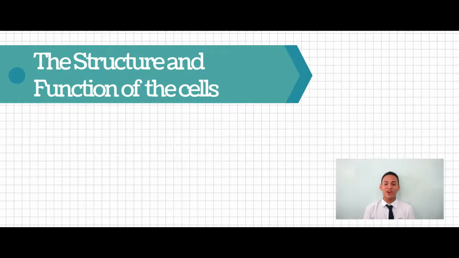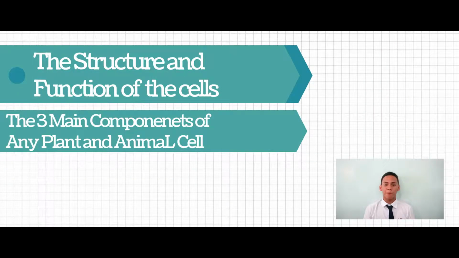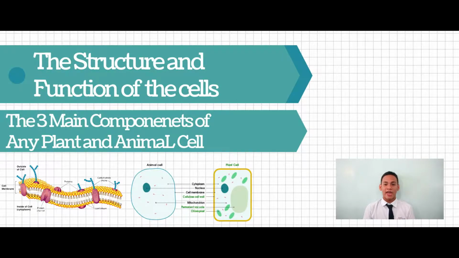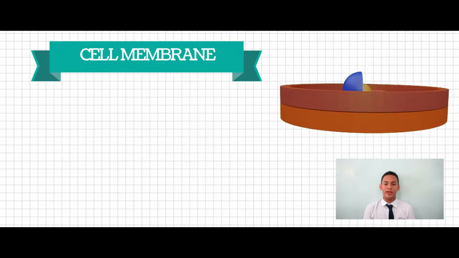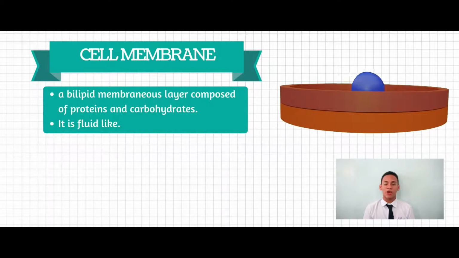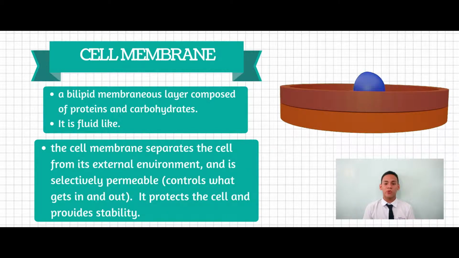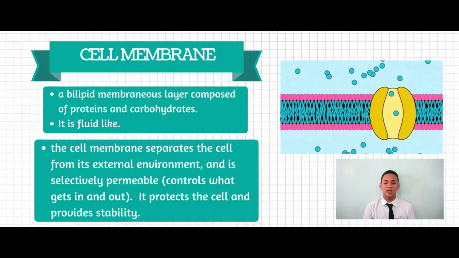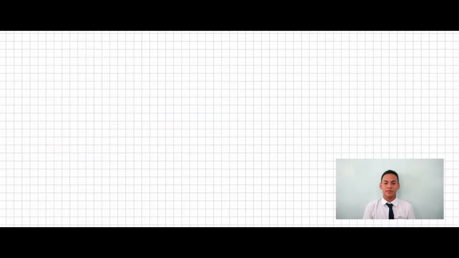The structure and function of the cell. The three main components of any plant or animal cell are the plasma membrane or cell membrane, cytoplasm, and nucleus. The plasma membrane is a bilipid membranous layer composed of proteins and carbohydrates. Its body is fluid-like. The cell membrane separates the cell from its external environment and is selectively permeable, which controls what gets in and out. It protects the cell and provides stability.